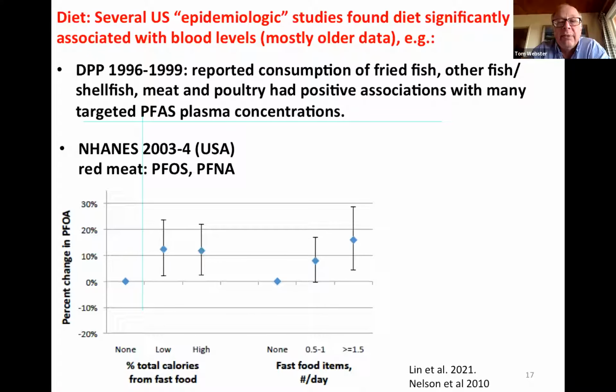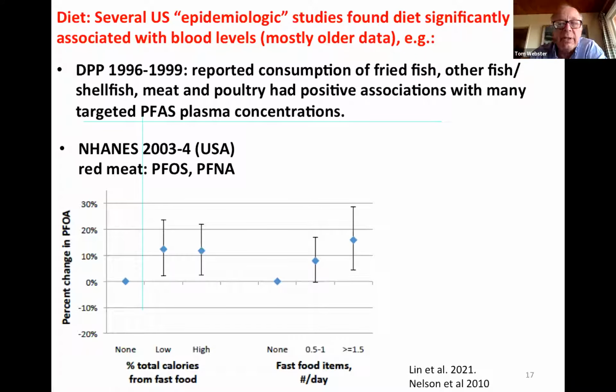with blood levels. Just two of them, I picked these two because I worked on them and I know them in boring detail. There was one that we did with blood samples back in the late 90s, and we found associations between various PFAS and things like fish. So you've heard fish earlier today. Shellfish, meat, poultry, these were all associated with the PFAS plasma levels that we targeted.